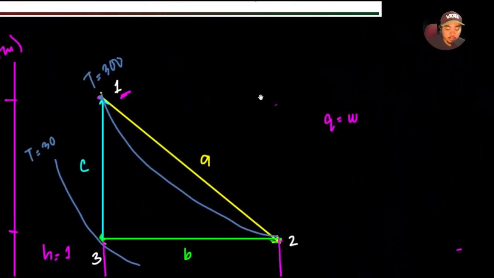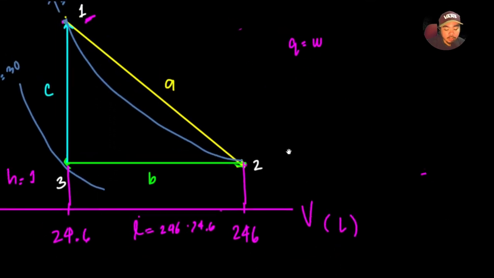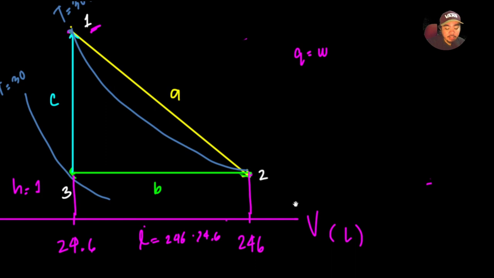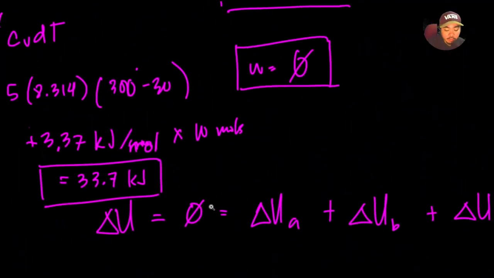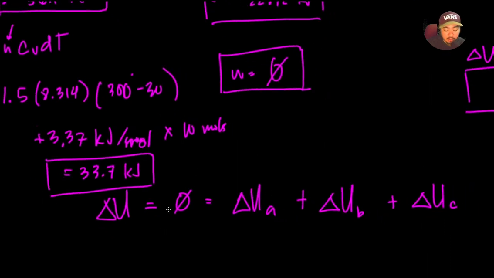So meaning nag-loop siya. So it went from state 1, going to state 2, then to state 3, then back to state 1 again. Tama? Since it's a loop, therefore the initial and final state is the same, no? Yung overall delta U niya. So delta U for this process, itong cyclic loop na to, should be equal to 0.